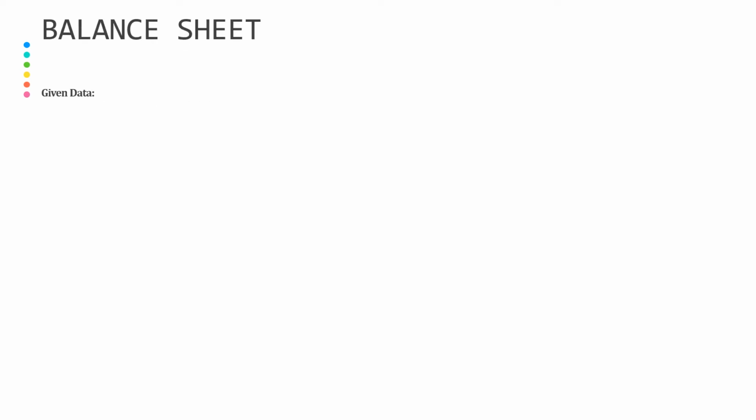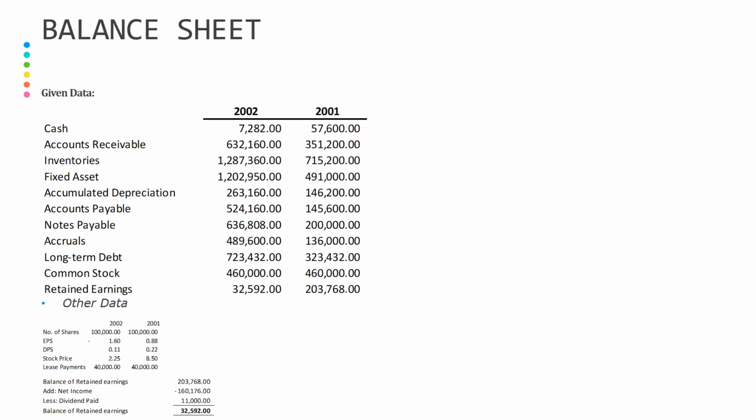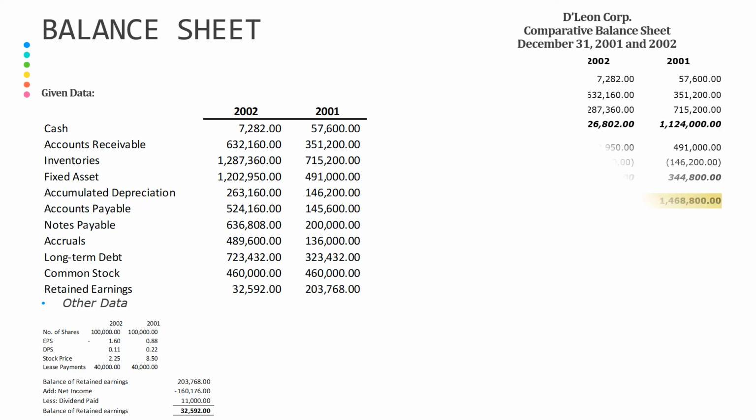Let's prepare the balance sheet. We have here the given data, and we have also included the other data that could be used in preparing the balance sheet. First, we will write down the name of the company, De Leon Corp. Second is a comparative balance sheet, and third is the period. So we have here December 31, 2001 and year 2002.